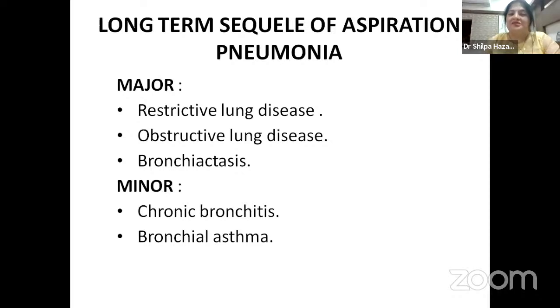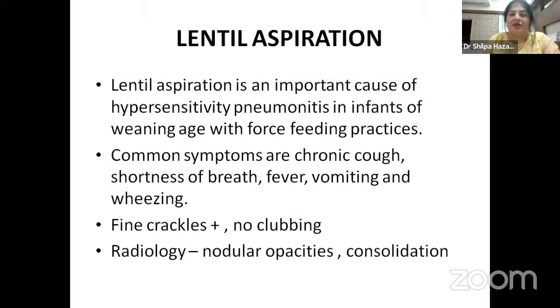So major sequelae are restrictive lung disease, obstructive lung disease or bronchiectasis, and minor ones would be chronic bronchitis and bronchial asthma. Lentil aspiration is one entity which is very important in India, and it is an important cause of hypersensitivity pneumonitis in infants of weaning age with forced feeding practices.